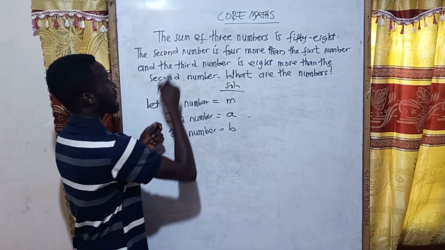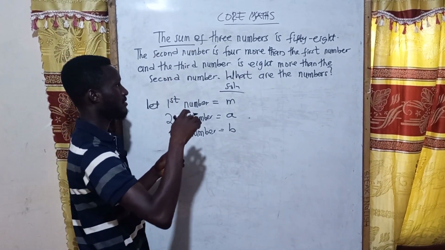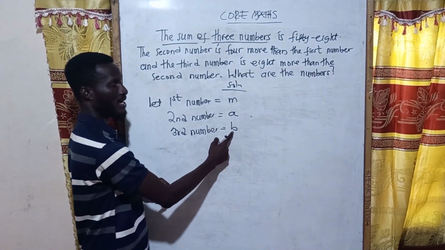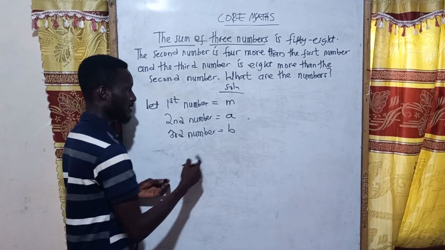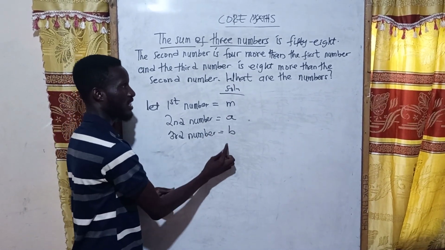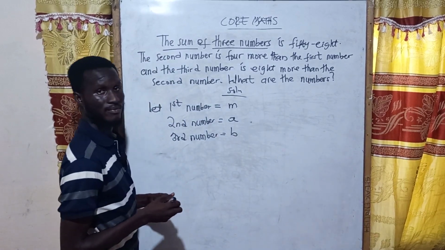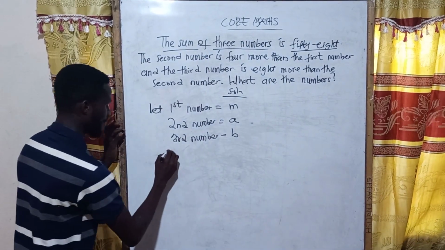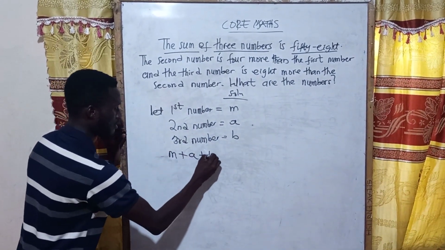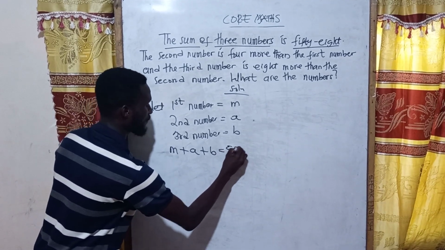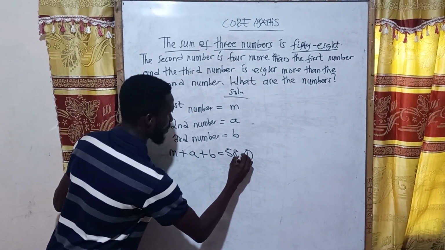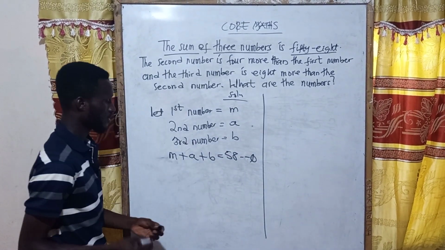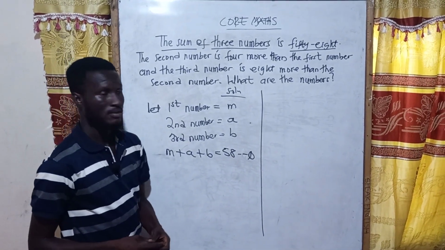The sum means addition of 3 numbers. Where are the numbers? The numbers are m, a, and b. So it means that when we add these 3 numbers, it's supposed to give me 58. So that will be my first statement. So it means that m plus a plus b is supposed to give me 58. Let me take this one as equation 1. Now let's move on.